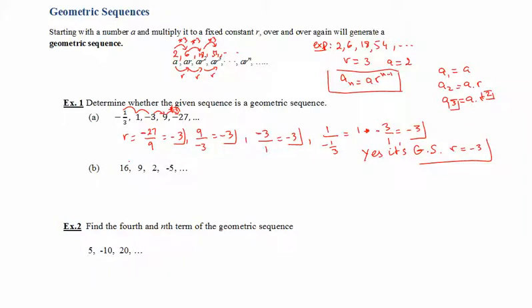The second one here, I will try to do the same thing. Try to divide 9 by 16. I end up with 0.5625. Then try to see again 2 divided by 9. And that doesn't look like it's going to be 0.5625. But then try again negative 5 by 2. So negative 5 divided by 2, I end up with negative 2.5. So r is not the same, and therefore this is not a geometric sequence. It has to be the same common ratio.